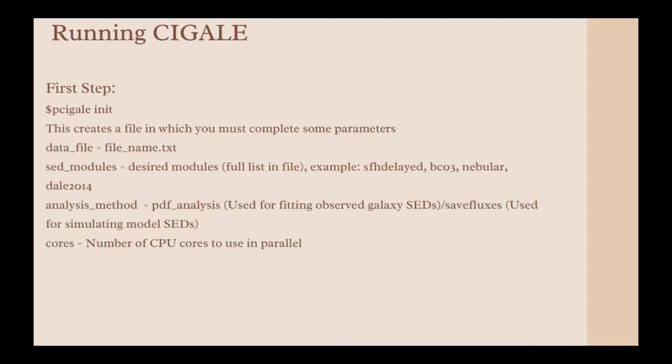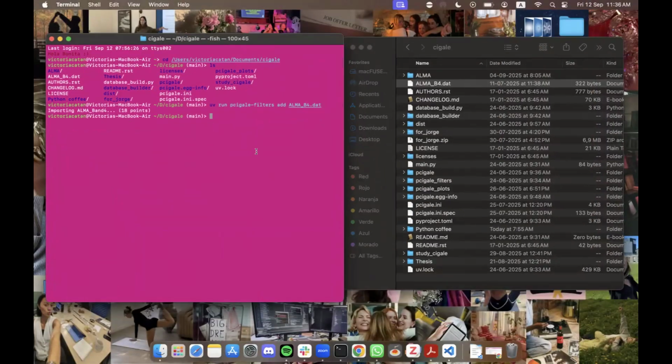So how do you actually run CIGALE? The first step is to run the CIGALE init. So we're going to go to the folder with our file. That is Python pcigale init.